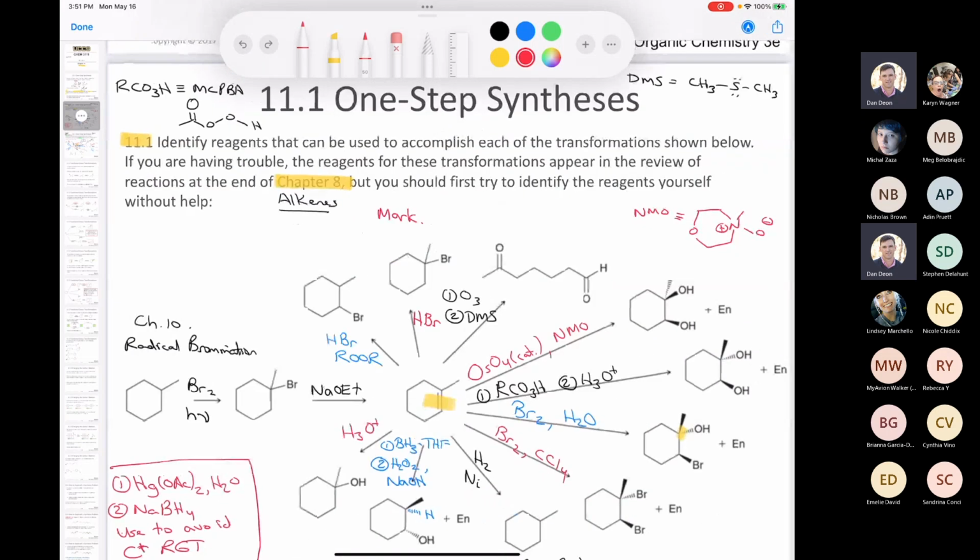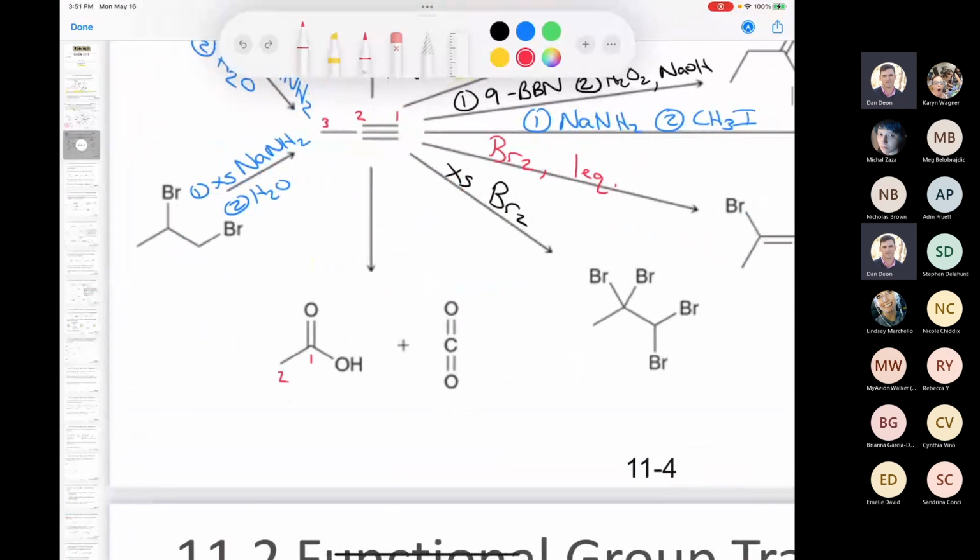Please tell me it didn't erase all that. Good. Where's my eraser?